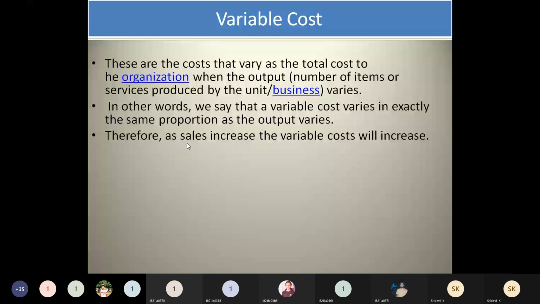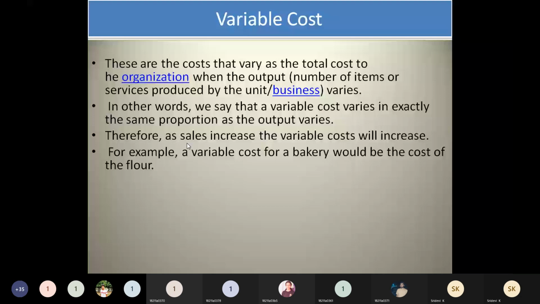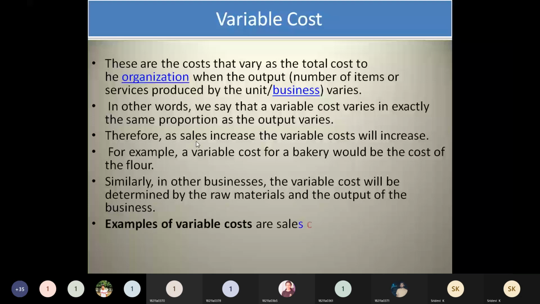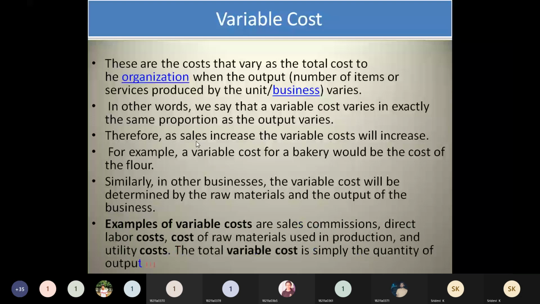For example, here a bakery example is given. The cost of flour. Flour is nothing but the raw material. So flour expenditure is included here as a variable cost. Whatever the product may be, the raw material that you use there is included as a variable cost.